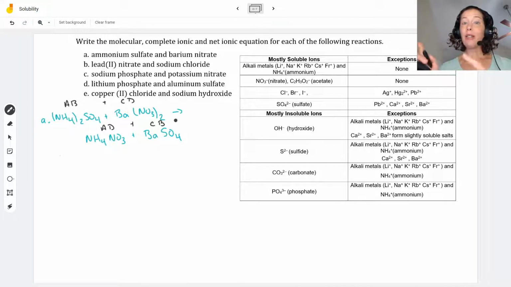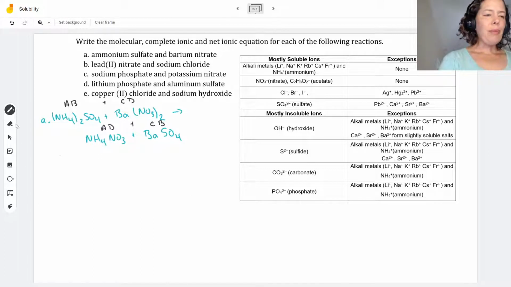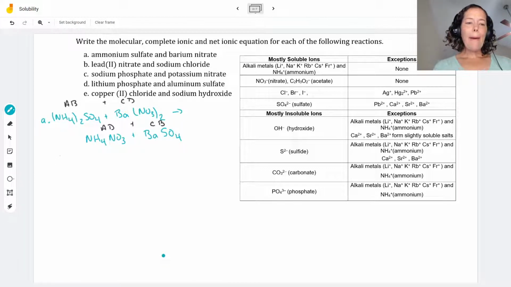But we need to balance, and then we need to determine states. I'm not going to have enough space. There's no way. All right, so let's balance first. I have 2 ammonia. That gives me 2 nitrate, which I already have. Okay, so that one was super easy to balance. Now let's put in states.